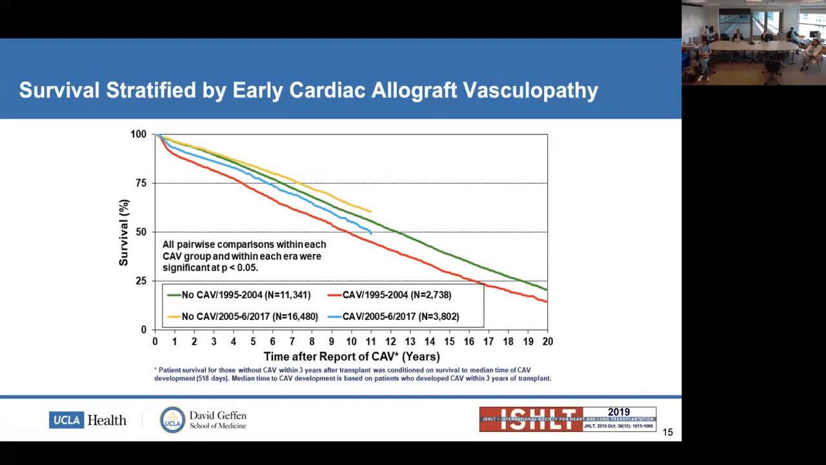This has also been shown in registry data. So the ISHLT took survival and stratified it by early cardiac allograft vasculopathy. Now this is angiographic CAV, not IVUS-based. And you can see here when you compare the red and blue curves, these are patients with CAV. Survival is worse in the prior era, and it's gotten better more recently. But if you compare the current era in blue, patients with CAV, to those without in yellow, you can see that patients with CAV still in the contemporary era do worse, and it looks like the curves are continuing to separate.